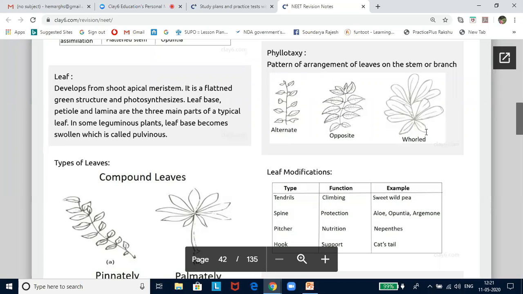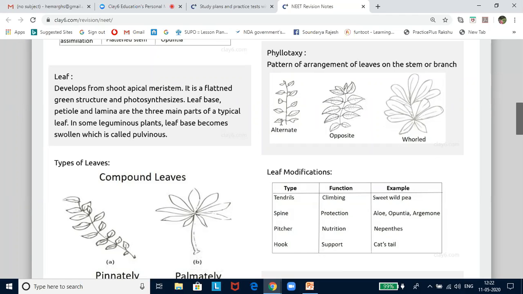If it is alternate, there is one leaf coming from one node on alternate sides of the stem, and this is known as alternate phyllotaxy. If you look at this, you will understand. See, at one node, one leaf. The next will be on the opposite side on the next node. That is why it is called alternate.